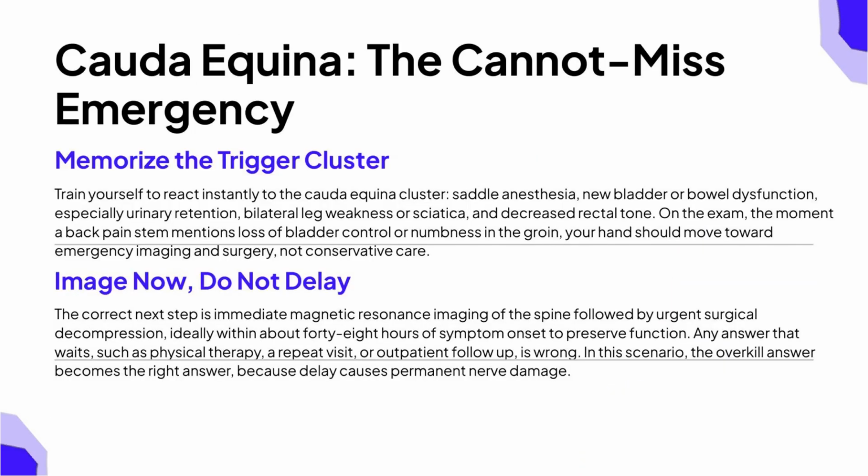Let us go deeper on Cauda Equina Syndrome because it is the cannot-miss emergency of this entire topic. First, memorize the trigger cluster so you react to it instantly. The key findings are saddle anesthesia, new bladder or bowel dysfunction, especially urinary retention, bilateral leg weakness or sciatica, and decreased rectal tone. The moment a back pain stem mentions loss of bladder control or numbness in the groin, your hand should move toward emergency imaging and surgery, not conservative care. Second, image now and do not delay.